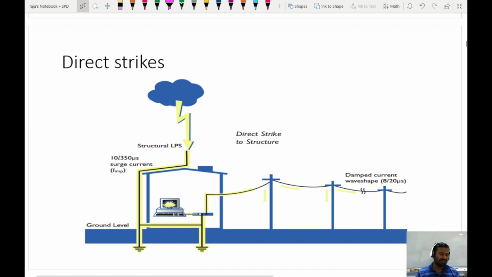10 microseconds of rise time and 350 microseconds of 50 percent fall time. This is the nature of the surge current which appears during the direct strike. This means it takes 10 microseconds to reach the peak value of the surge current, and it takes 350 microseconds to come down to 50% of the maximum current during these surges.